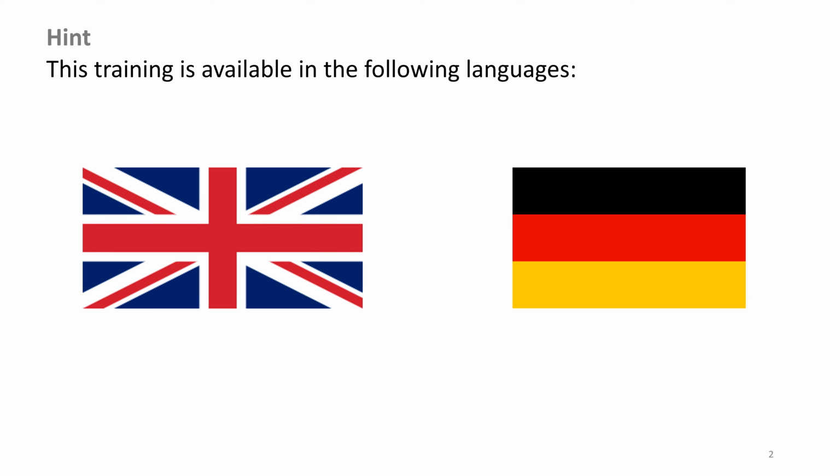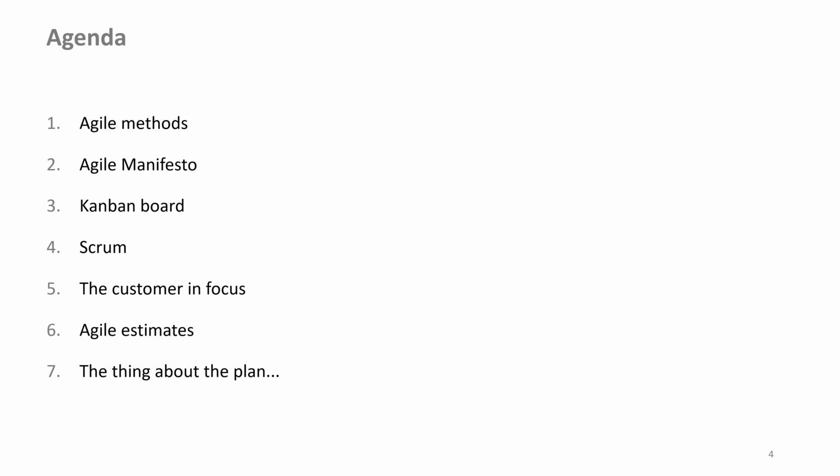A quick hint at this point, this training is available in English and German. This will be today's agenda: Agile methods, Agile Manifesto, Kanban board, Scrum, the customer in focus, Agile estimates, the thing about the plan.